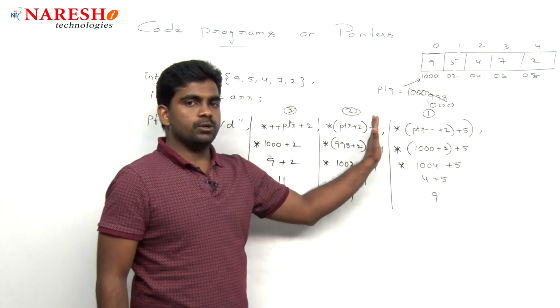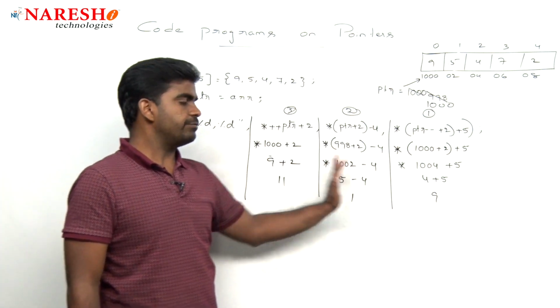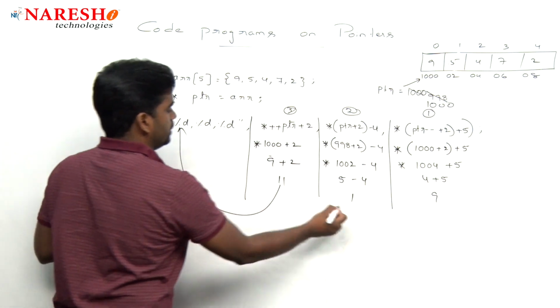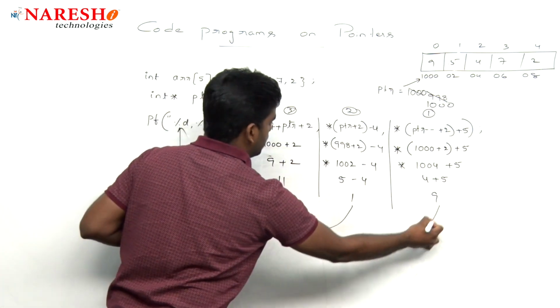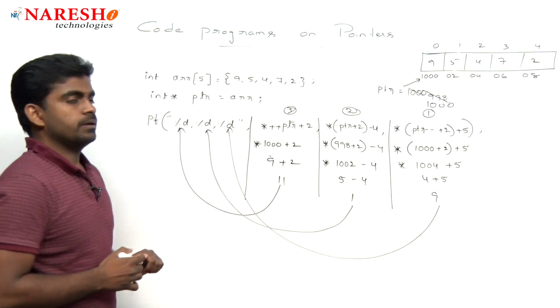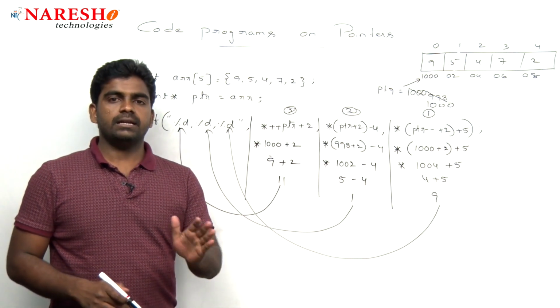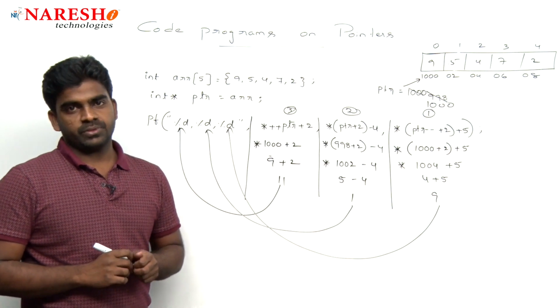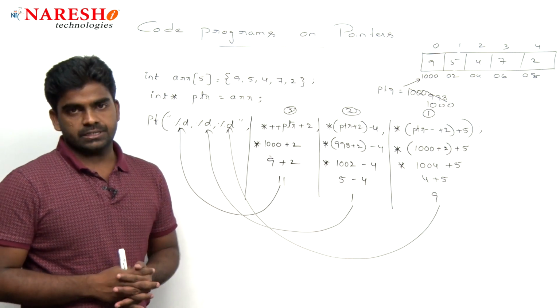Evaluation is from right to left, but printing is from left to right only. So that value 11 will print here, 1 will print here and 9 will print here. Output is 11, 1, 9. This is how it executes. This is expression evaluation.